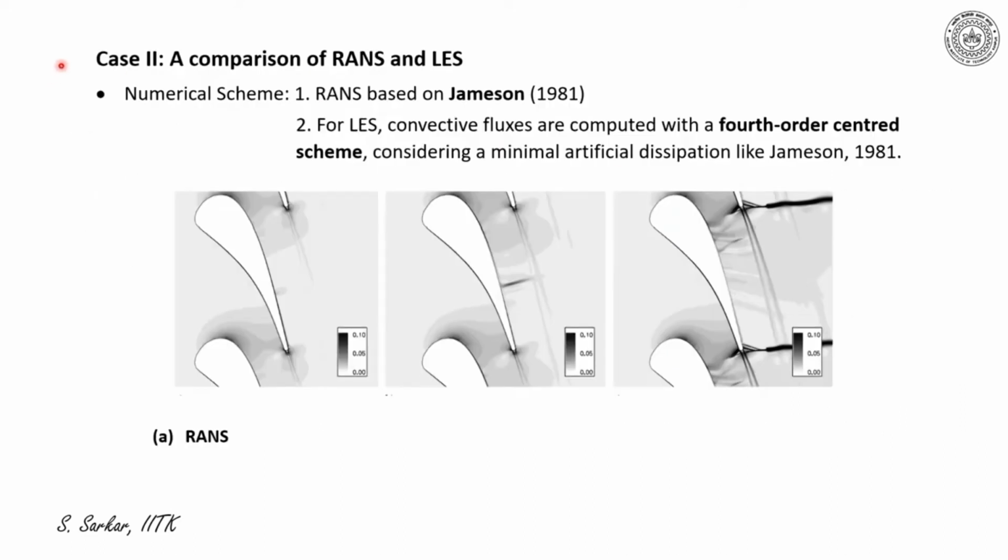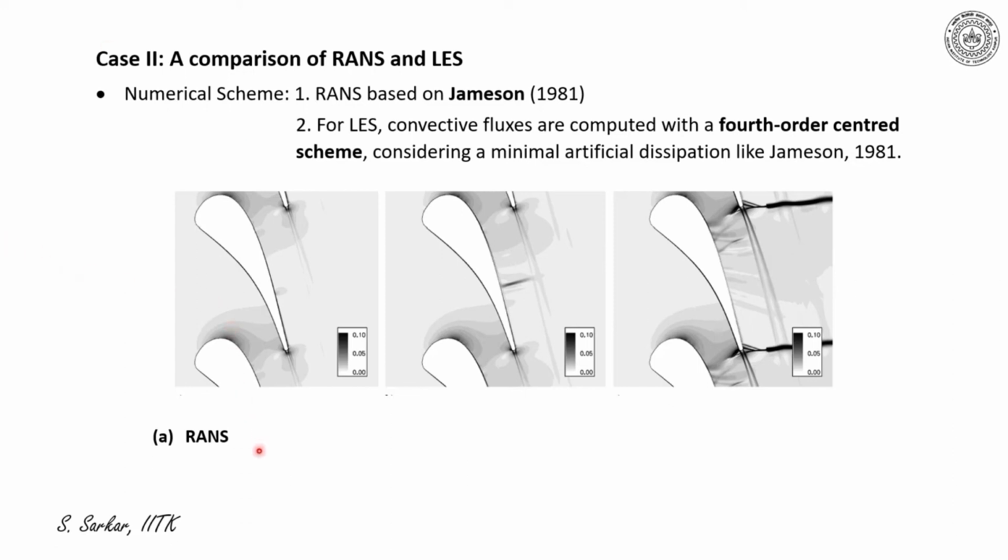Well, case 2 illustrates a comparison of RANS and LES. The same turbine guide vane is used here for the comparison. The numerical scheme for RANS was based on Jameson, while for LES, the convective fluxes are computed with a fourth order centered scheme, considering a minimum artificial dissipation as proposed by Jameson.